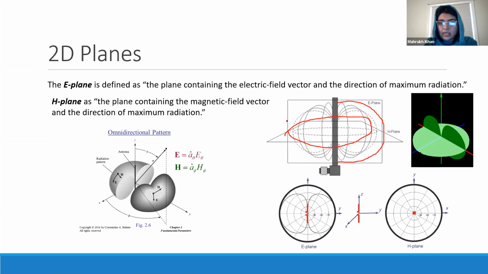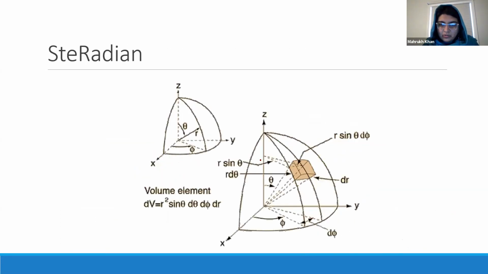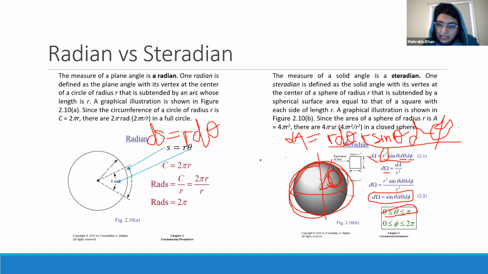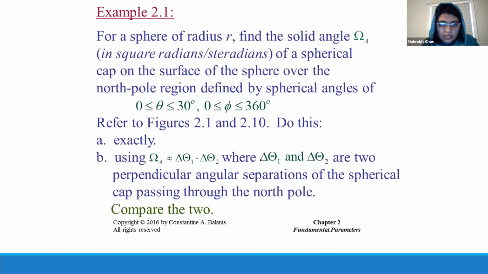That's the right thinking. Because it's all in terms of theta and phi, it's just different names. Some say it's the azimuth plane, some say it's the E plane, but it's all in terms of theta and phi. I was just saying steradians and radians, and I want to make sure that you know that.